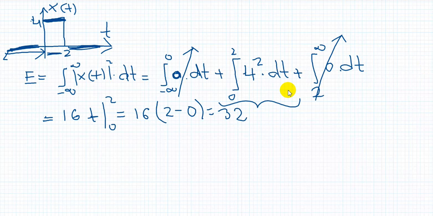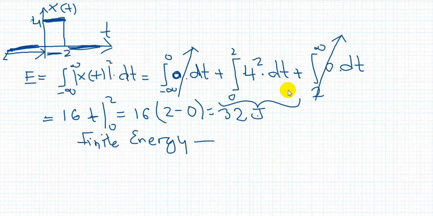which is equal to 32. Since this is energy, you can represent it in joules, and if you don't want to write joules, leave it. So the energy is 32. It means we got a finite energy. Normally when you get a finite energy, it means that it is an energy signal. Normally you should stop here.